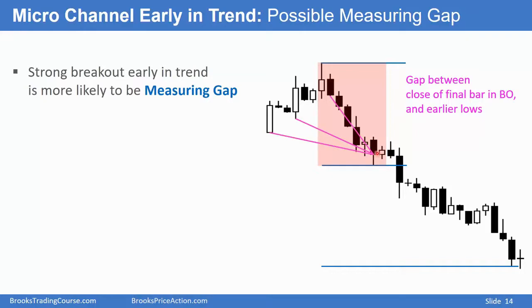I call it a gap, even though there are many different ways to draw the gaps. You can simply call it a strong breakout, and you can call this the gap, pullback, breakout point, probably a measuring gap here for a measured move down.